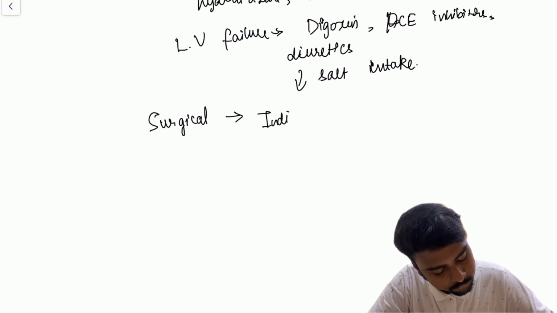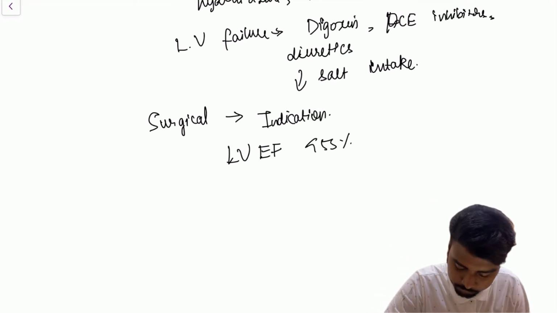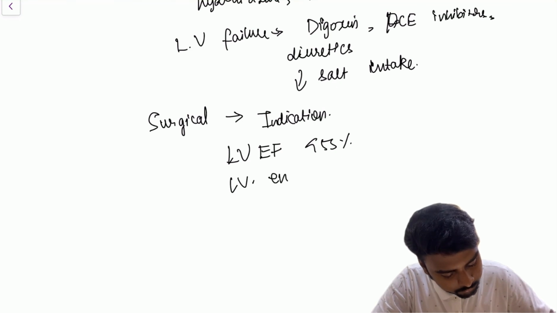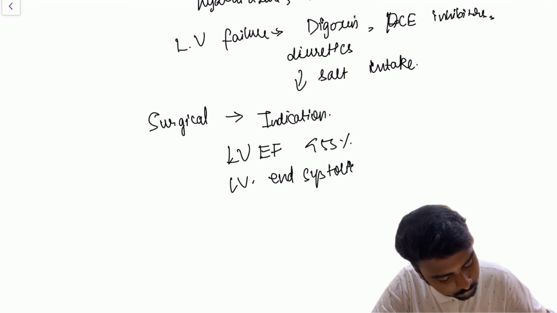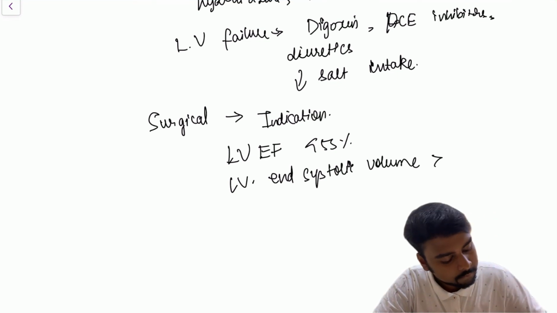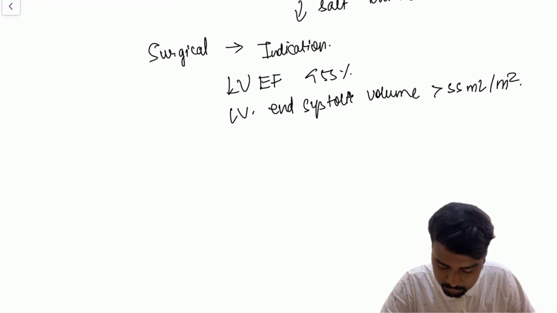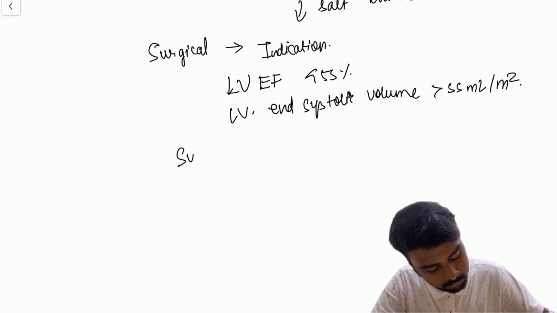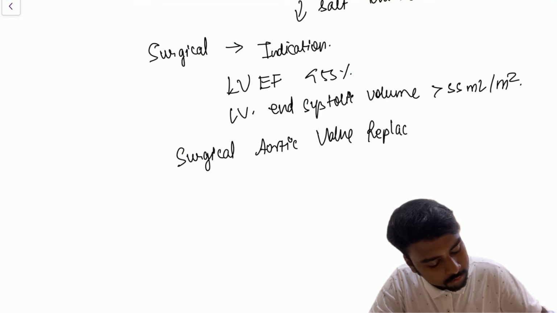Indications: when the left ventricular ejection fraction is less than 55% and the left ventricular end systolic volume is greater than 55 ml per meter square. So what is the surgery? It is the surgical aortic valve replacement.